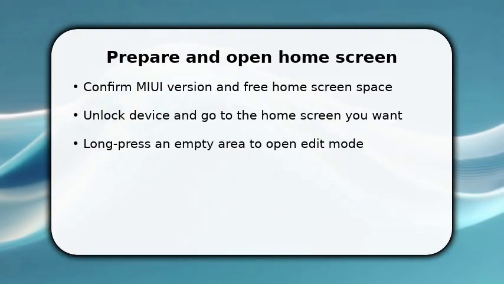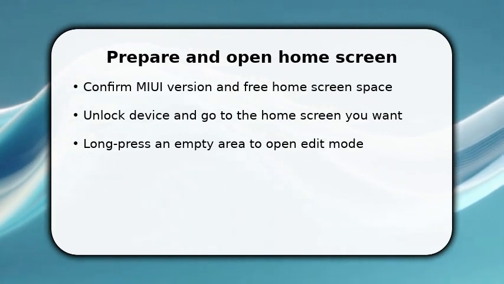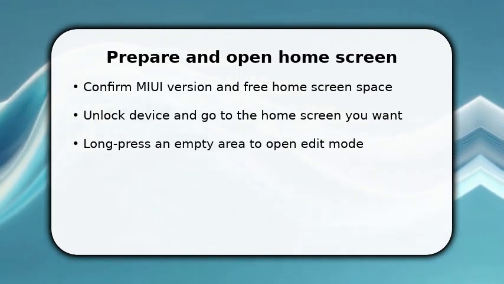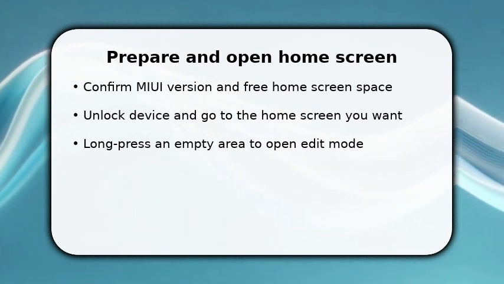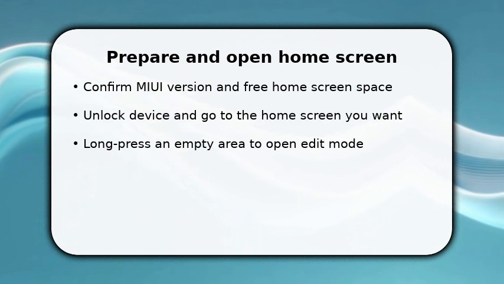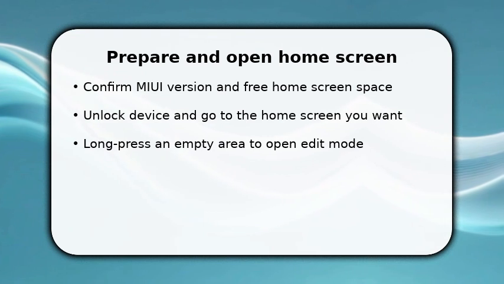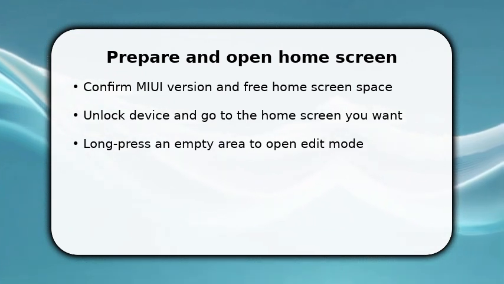You start by confirming MIUI is updated and there's space on the home screen. This avoids hidden restrictions. Once ready, unlock your phone and navigate to the exact page where the widget will live. Long press any empty area until icons shrink and an Edit or Widgets option appears. This is the quickest route into customization.